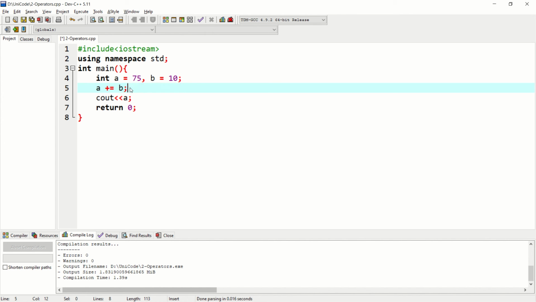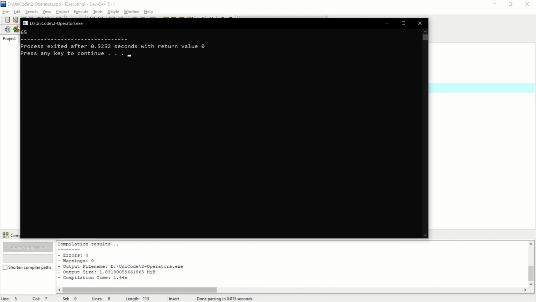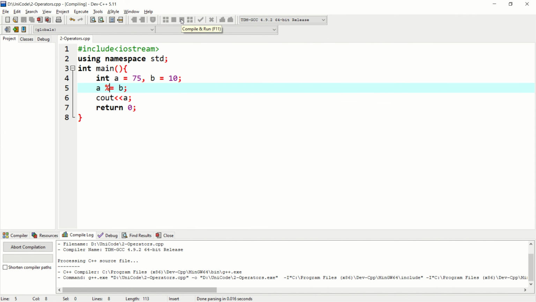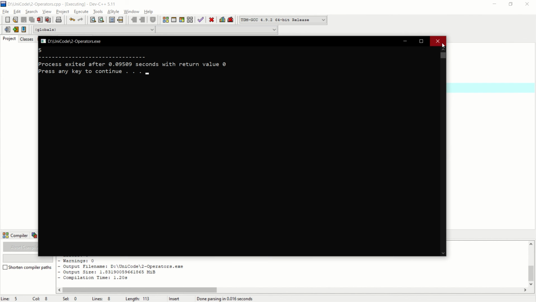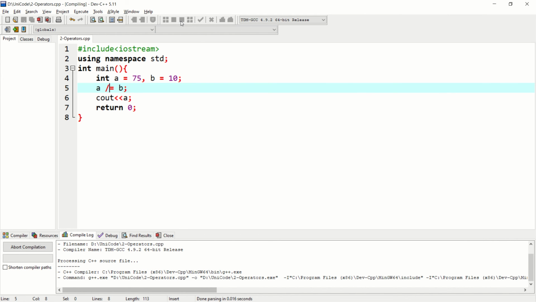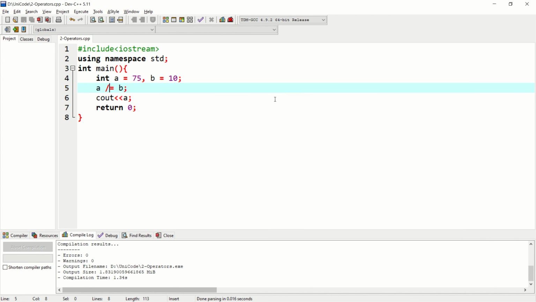Okay, this was a plus equal to, we can similarly write minus equal to. We can see the output as 65. You can see it here, 65. Okay, there are many more, like modulus. This will assign a the value of 5. Divide can give it a value of 7, because 75 divided by 10 is 7, of course. So these were some of the assignment operators.